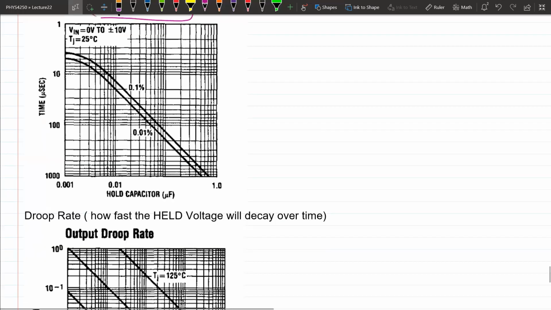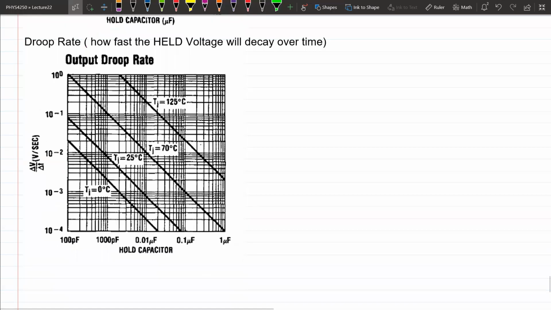But a small capacitor also loses its charge faster, right? Or percentage of its charge faster, right? And this is the droop rate, okay? What's plotted here is delta V over delta T, okay? Means how many volts do you lose per second, okay? And down here, once again, are the different capacitor values you have, okay? If I pick the 100 nanofarad one at, let's say, 72 Celsius, around room temperature, right? You are going to lose 10 to the negative 4 volts per second, okay?